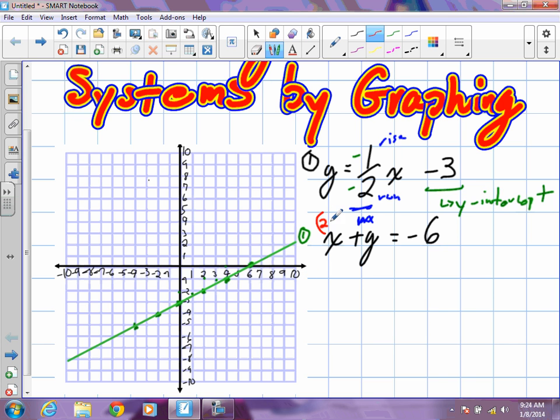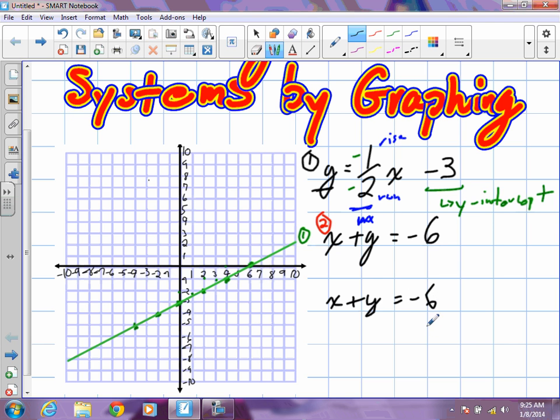Can I graph line number 2 by just looking at this? No, why not? What form am I not in? Yeah, I'm not in my slope y-intercept. How do I turn it into slope y-intercept? What do we got to isolate? Y. We have to isolate y, just like we did above here. So I'm going to rewrite this equation down here. X plus y is equal to -6.